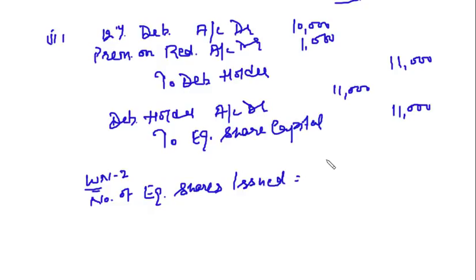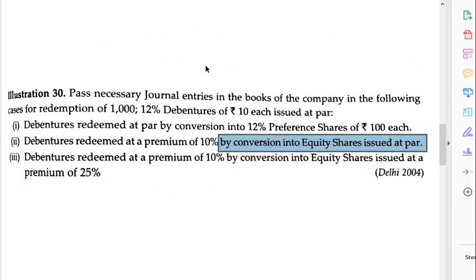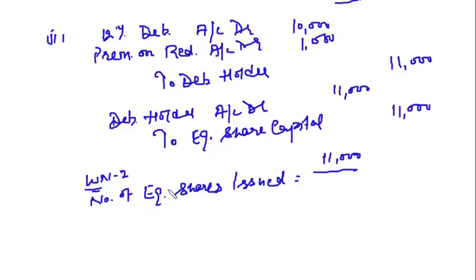What is the total amount payable? 11,000. What is the face value of equity shares that have been issued? It is not given. Then you will assume the face value to be rupees 10. You can assume it as rupees 100 also. So I say 1100 equity shares have been issued to settle the account of a debenture holder. His debentures are converted into shares. Right?